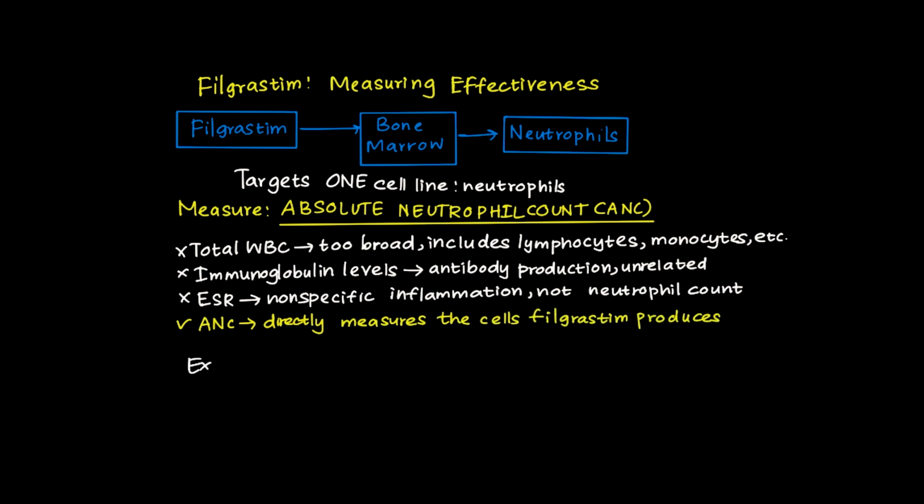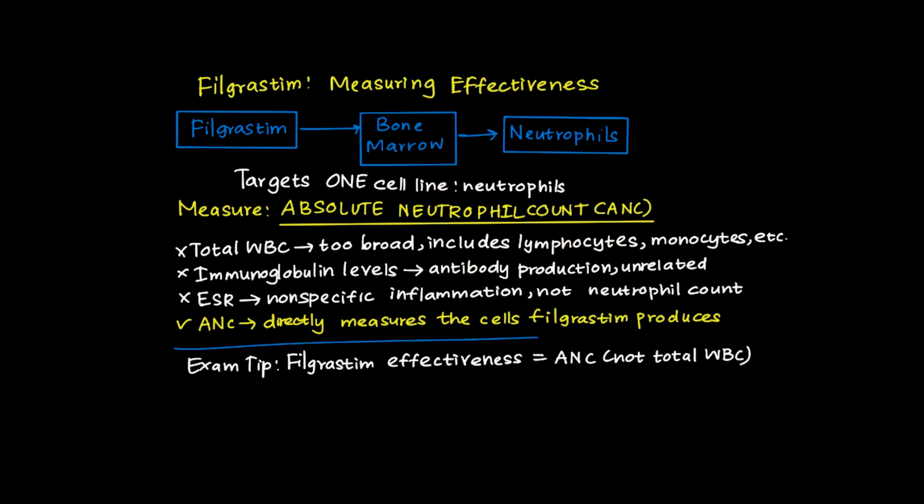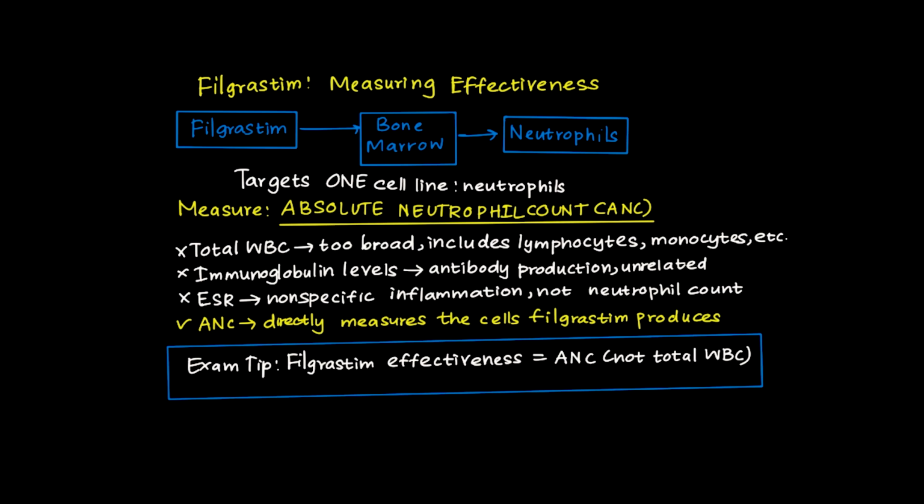Here's a WGU D454 OA exam tip for you. Filgrastim effectiveness equals ANC, not total WBC, not immunoglobulins, not ESR. The drug targets neutrophils, so you measure neutrophils. Recall hook: Filgrastim fixes neutrophils, so check the ANC. FFN. Filgrastim for neutrophils, measured by ANC.